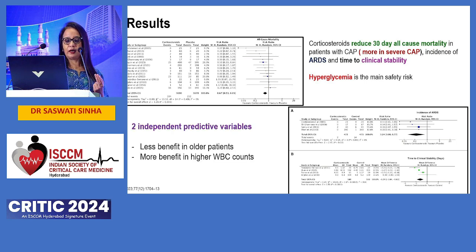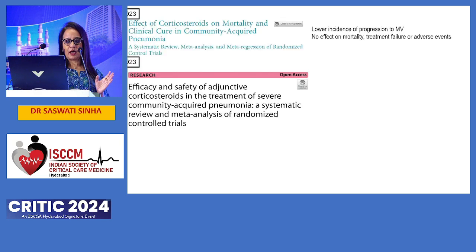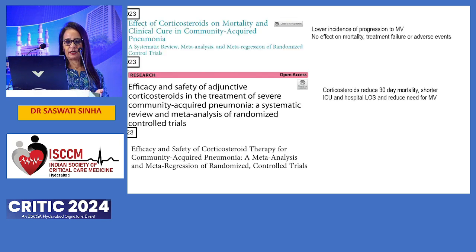And there were two main independent predictive variables. Steroids had a lesser benefit in older patients, and they were more beneficial in patients who had higher WBC counts. They did not find a correlation with CRP in this study. And the series of meta-analyses continues.